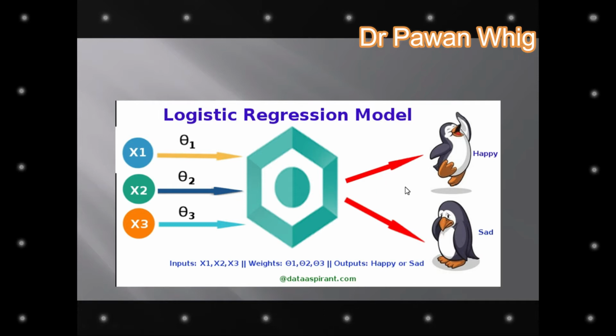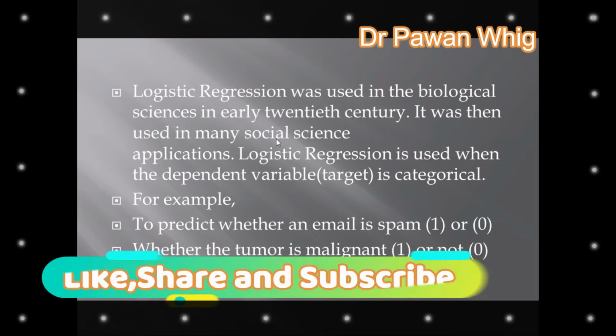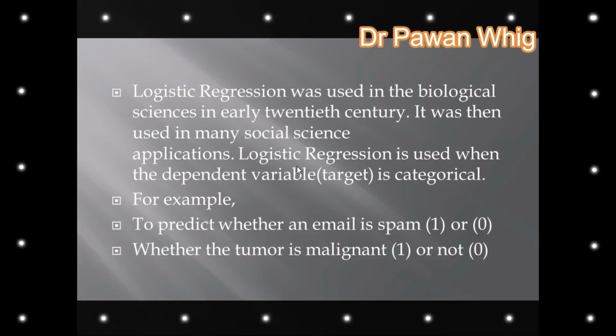So logistic regression is nothing but a classification algorithm through which we can classify objects into different categories, generally 0 and 1, or you may say happy and sad, as shown here. Logistic regression was used by biological scientists in the early 20th century. It was then used in many social science applications. Logistic regression is used when the dependent variable, the target, is categorical. For example, to predict whether an email is spam or not. If it is spam, then 1 is shown. If it is not spam, then 0 is shown.